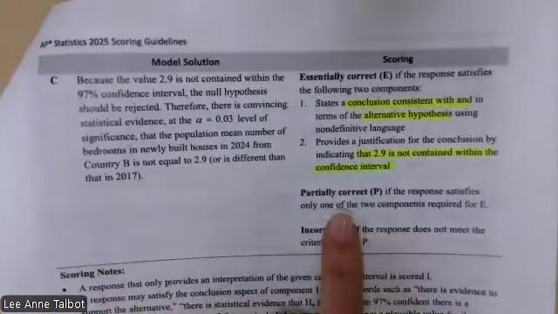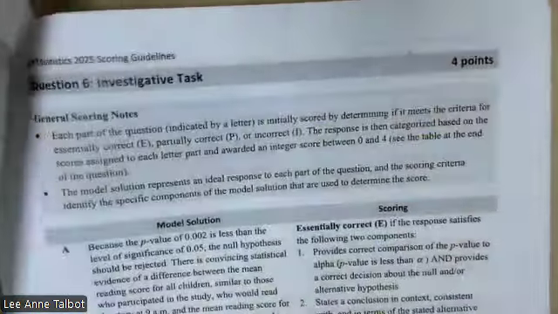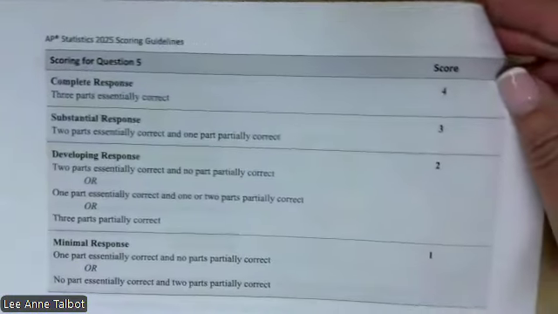Okay. Only one of the two of those is a P. And anything else than that's an I. Looks like it's the same grading for number 5.